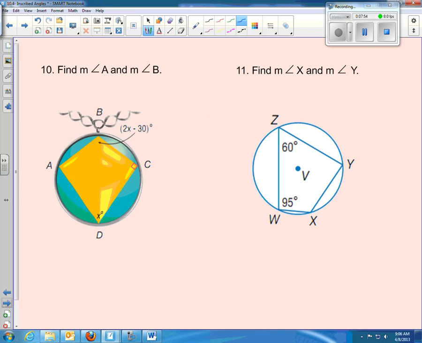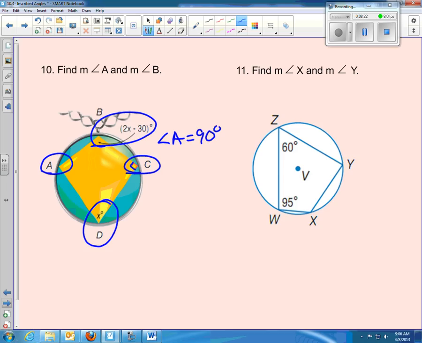Okay, so we have two last problems. Number 10 says find the measure of angle A and the measure of angle B. Well, angle A is going to be supplementary to angle C. And right here we see that little box, and so that's telling us that angle C is 90 degrees. So that means that angle A is also 90 degrees. All right, so then we know that our angle B and angle C are going to be supplementary. So that means they're going to add together to give us 180 degrees.